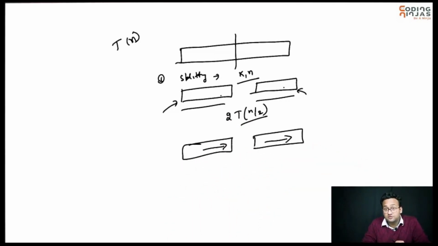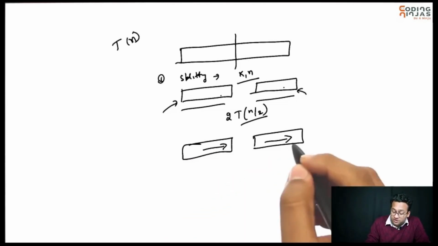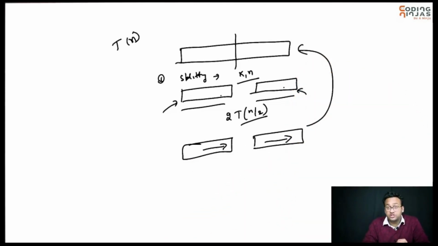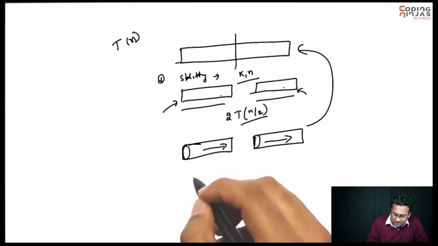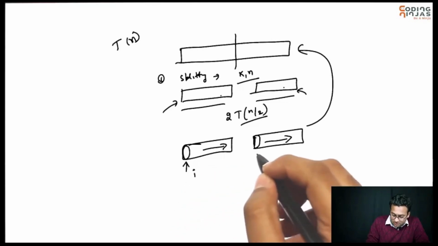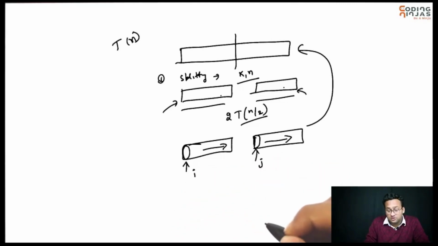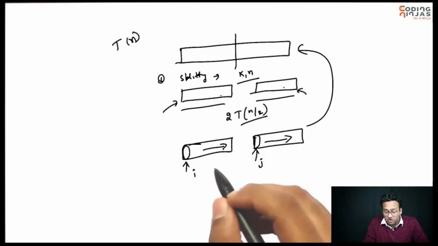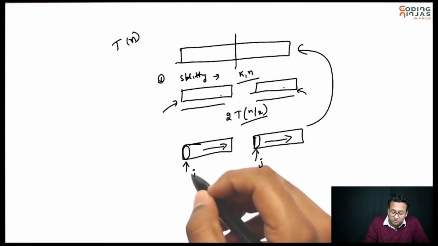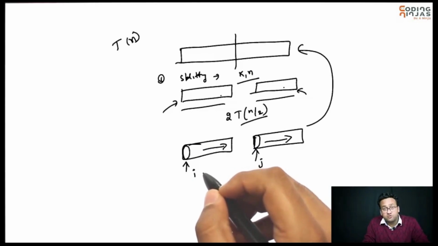Both these are sorted. And you have to merge these two into the original list, or the original array that you had. How do we do that? So the algorithm for that was very simple. We started with an i and a j here. We compare whichever element is smaller, we copy that into the original array and move i.